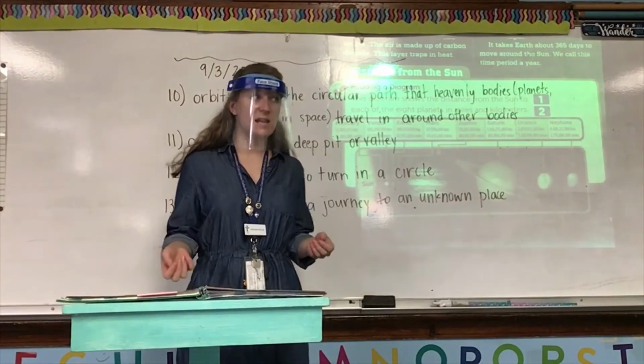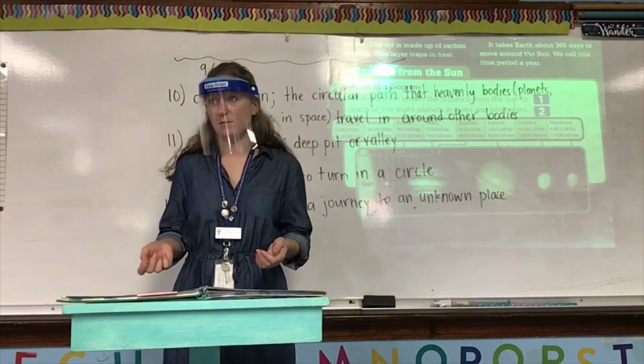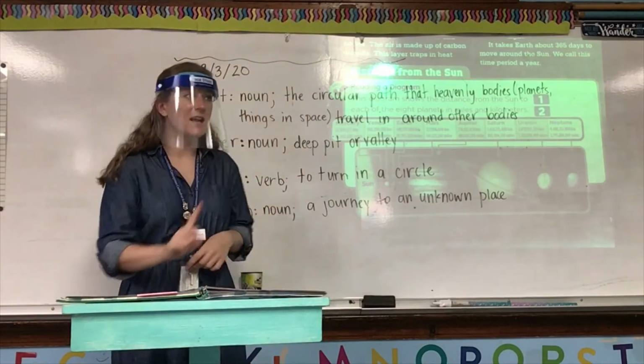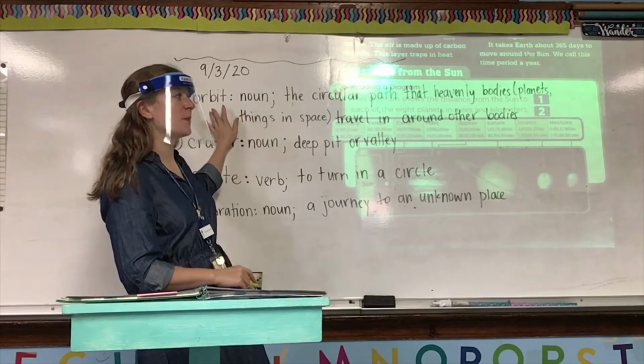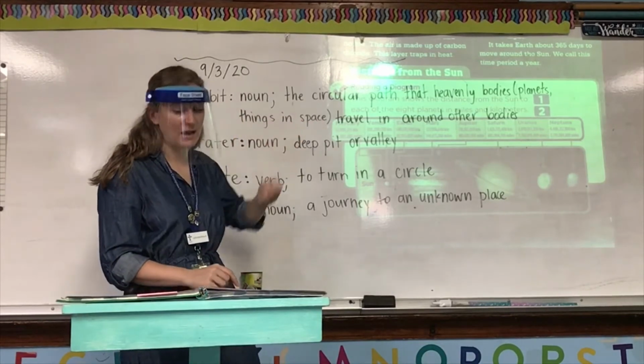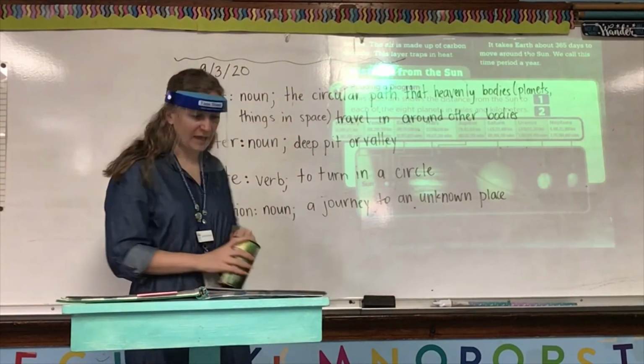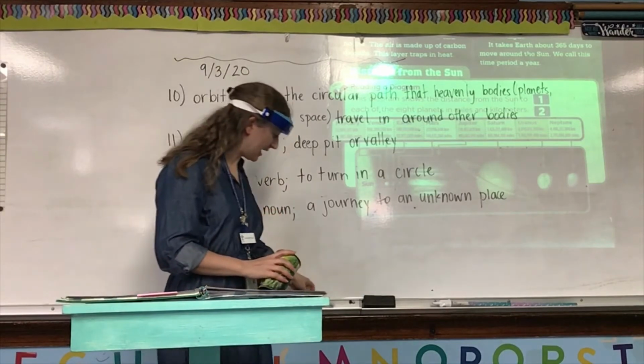The sun is the center of our solar system. That means everything else in our solar system moves in an orbit, a circular path, around the sun. Okay, thank you, Cullen. Go ahead and read next. Ethan.